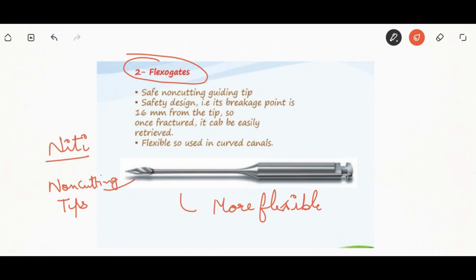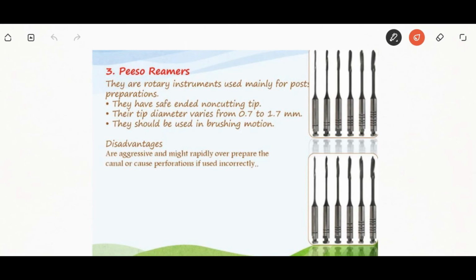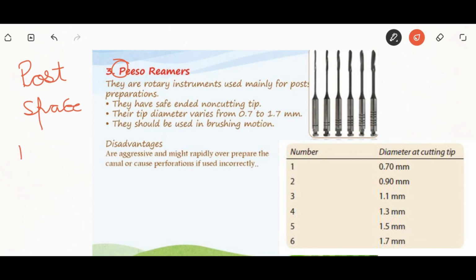The next are the Peeso reamers. The Peeso reamers are mainly used for post-space preparation. They have a safe-ended non-cutting tip. Their tip diameter varies from 0.7 to 1.7. Number 1 has a diameter of 0.7 at the tip, whereas number 6 has a diameter of 1.7. Their primary use is post-space preparation when the gutta percha has to be removed from the obturated root canal.